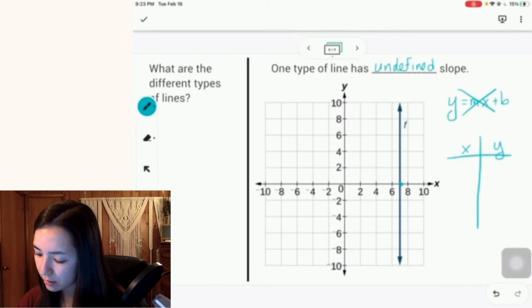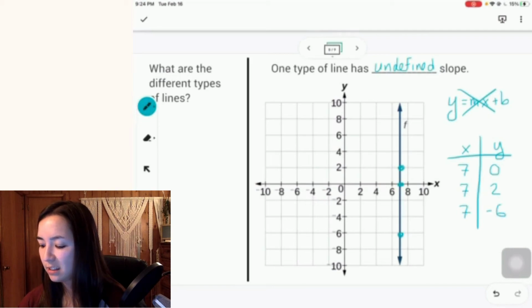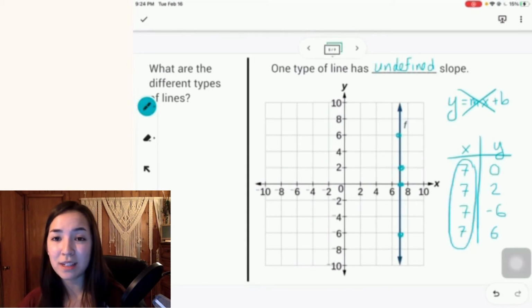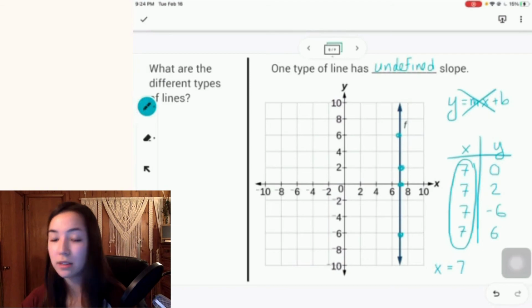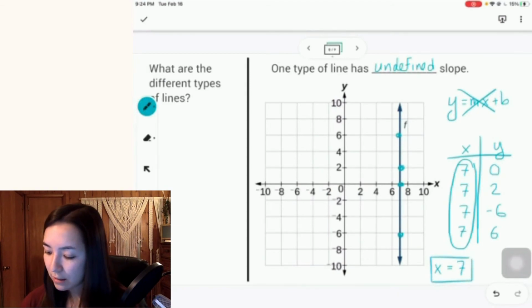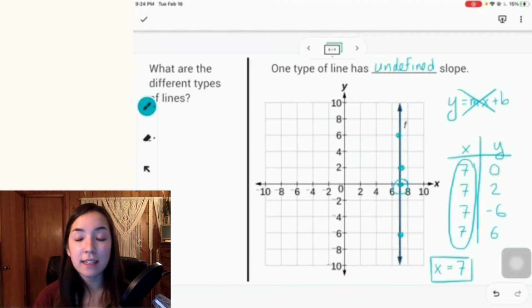So here we have the point 7, 0. Here we have the point 7, 2. Down here we have the point 7, negative 6. This time, no matter what we put in for our y, our x is always 7. So we say for this equation, x equals 7. This line crosses our x-axis at 7.